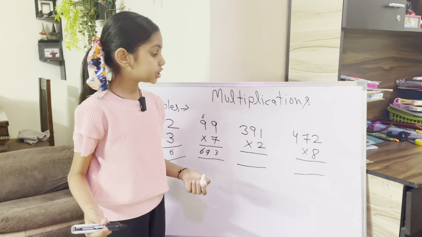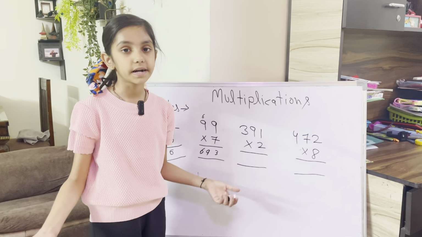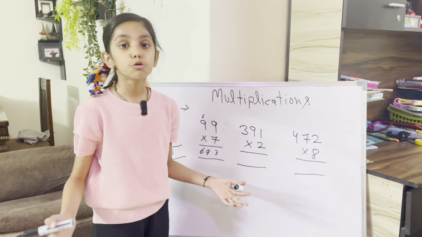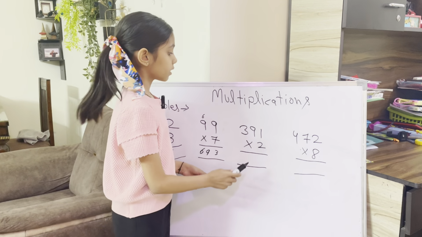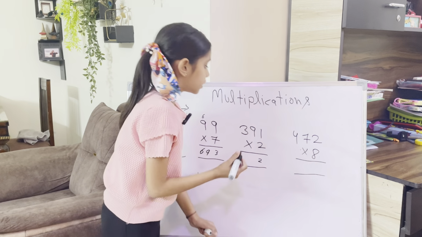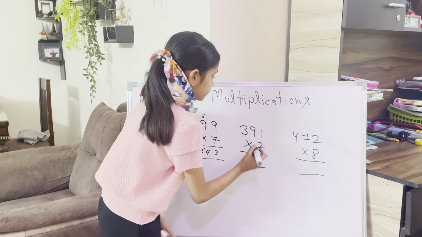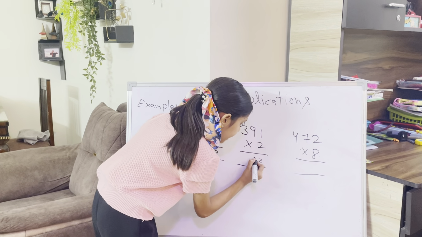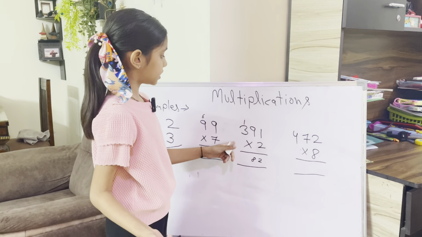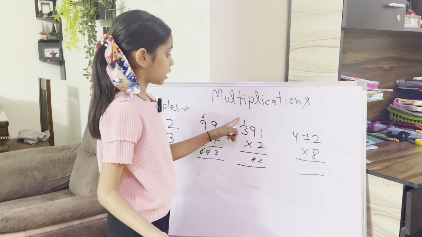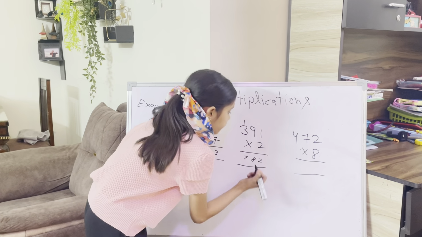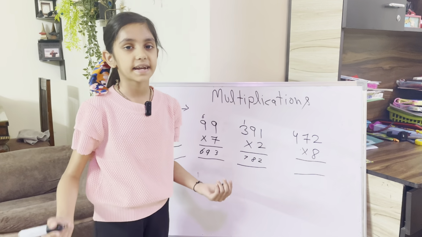Now I will teach you 3-digit number multiplication. 3-digit number multiplication is too easy to do. 2 1s are 2. 2 9s are 18. 1 will be up and 8 will be down. 2 3s are 6. Now we will take the carry over, then the answer would be 7. The final answer is 782.